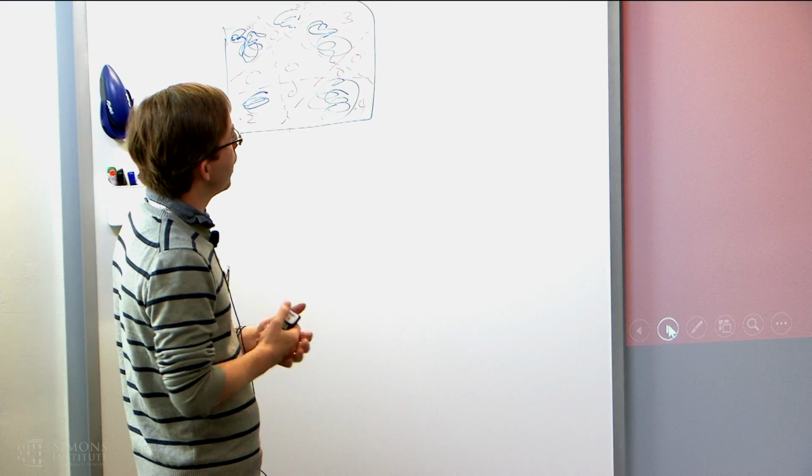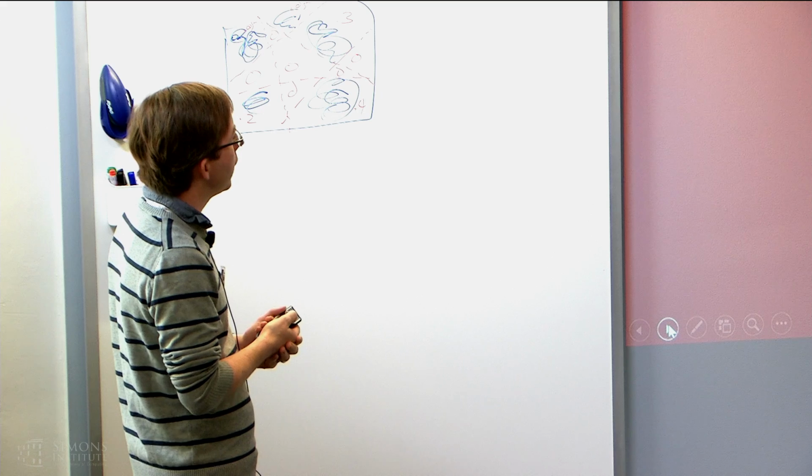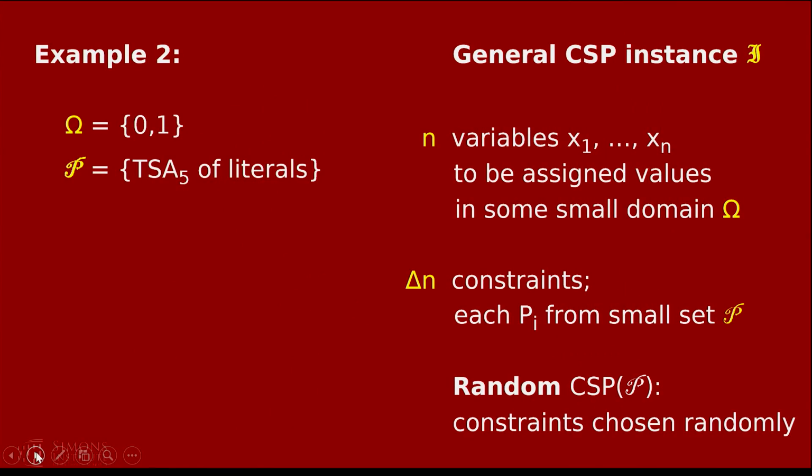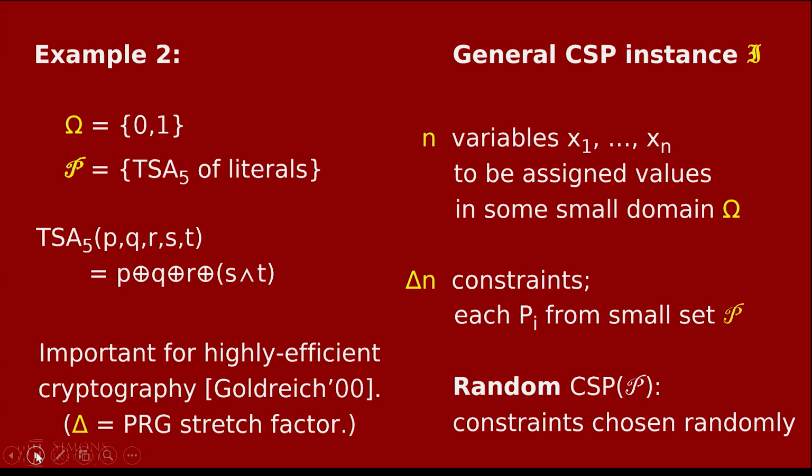Okay, here's another quick example. Back to the Boolean domain, and I'm going to imagine that P is this weirdo predicate called TSA, which has arity 5, and you can apply it to literals. You don't have to study this example too carefully. This weirdo predicate TSA is like you XOR together the first 3 bits and then XOR it with the AND of the last 2 bits. The exact details are not important, but I bring it up because this particular predicate and random CSPs based on this predicate are quite relevant for cryptography.